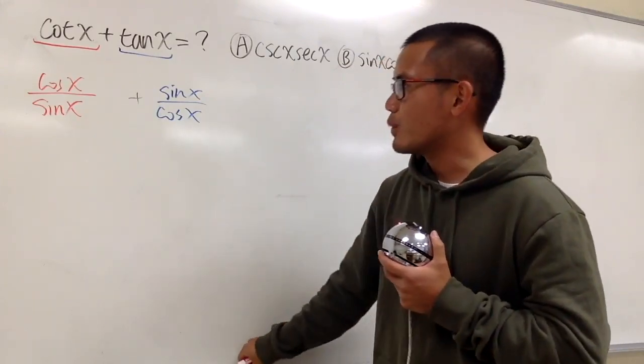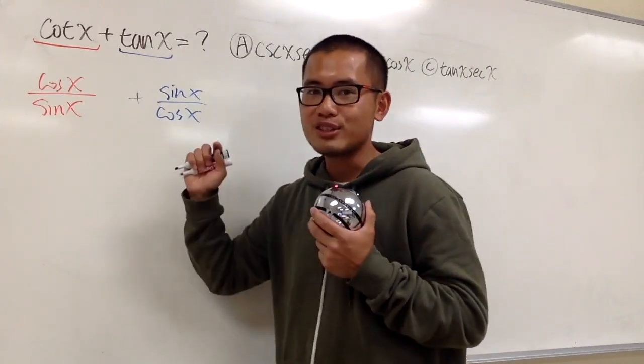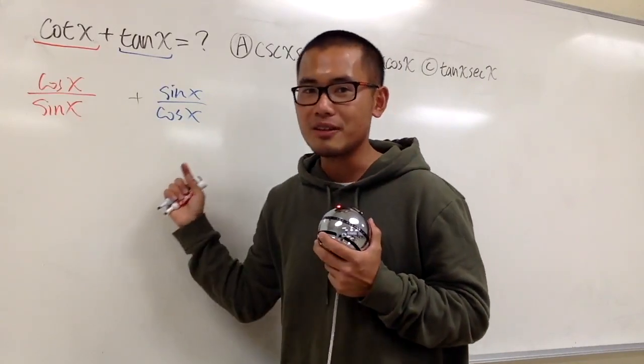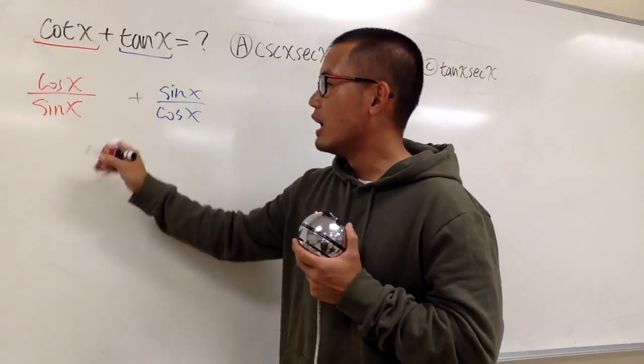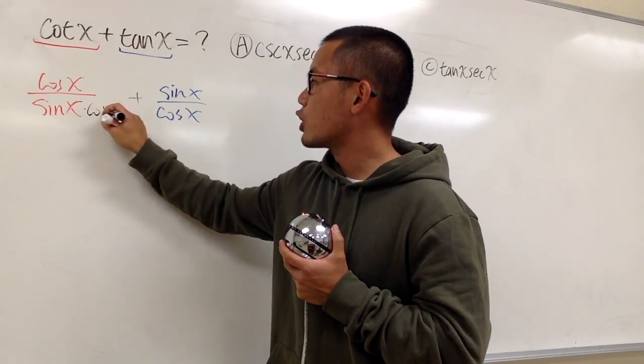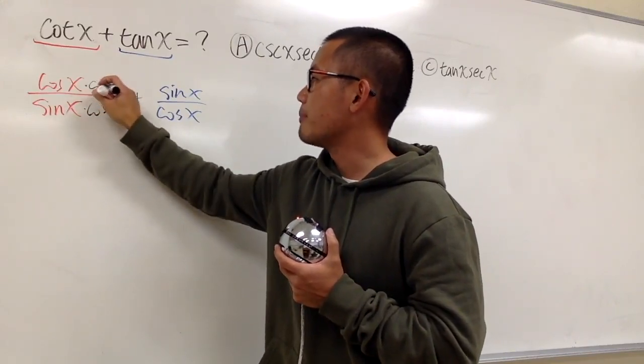And then from here, we're just going to add the fractions. And be sure we get a common denominator first. We have sine x here, we have cosine x here. So that means right here, I shall multiply the bottom by cosine x, and we do the same on the top.